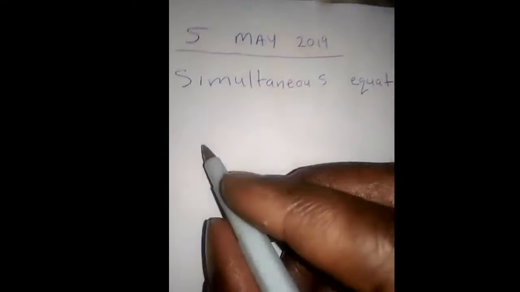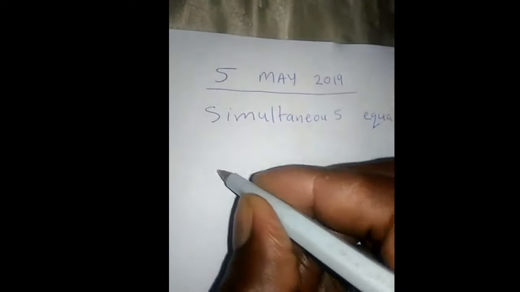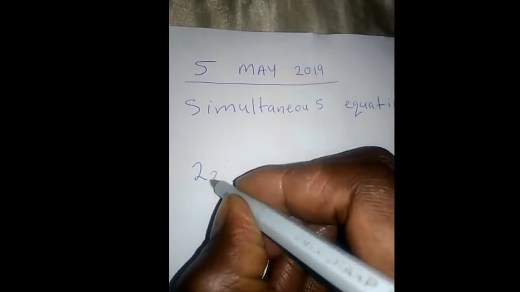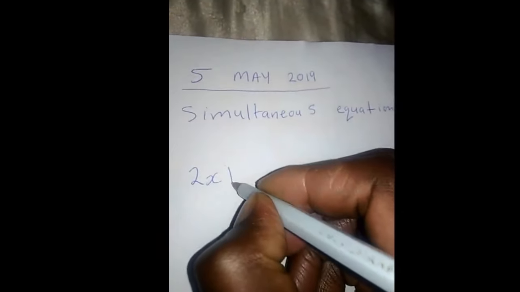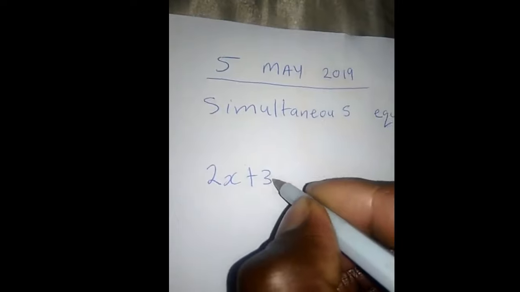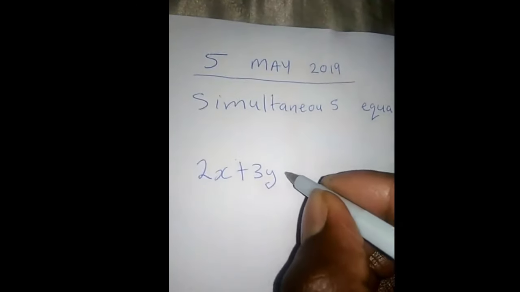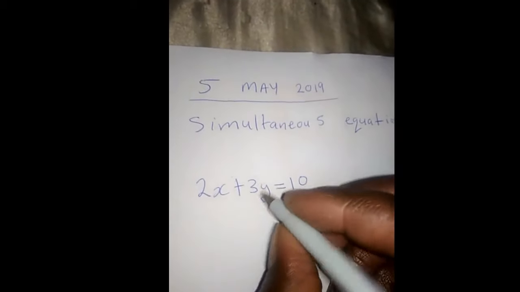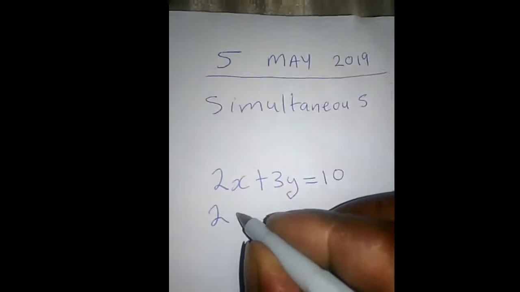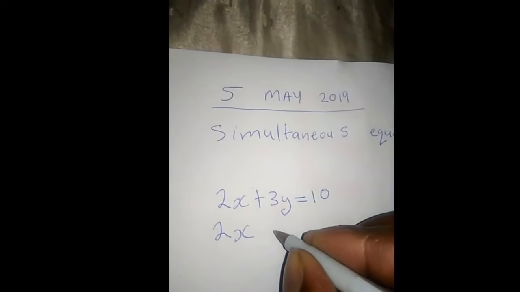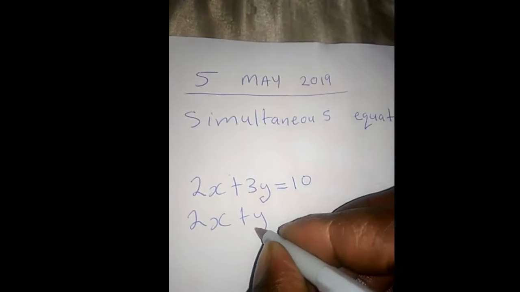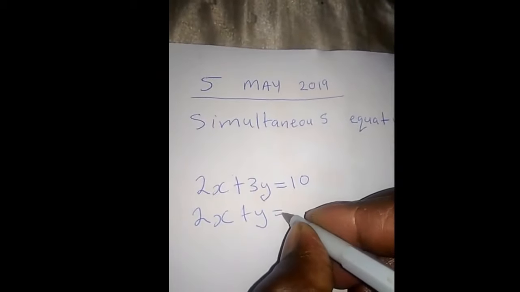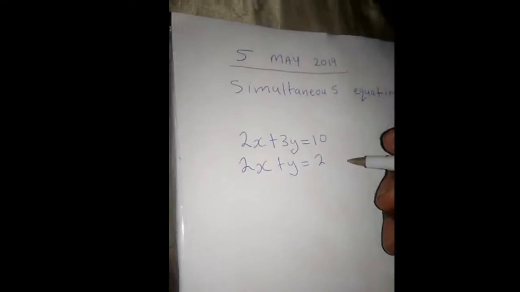So let me start with this one. 2x plus 3y equals 10, and 2x plus y equals 2. This is my simultaneous equation.